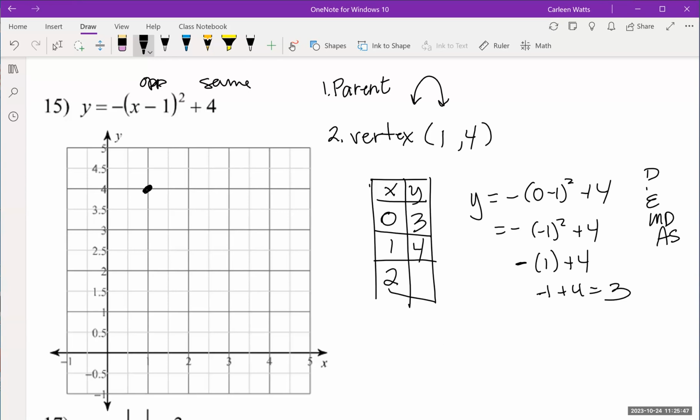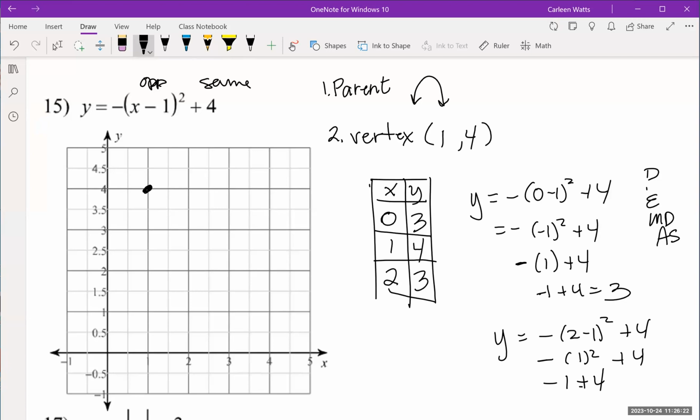Now, I am not totally sure that my arithmetic is correct, but I know it's going to be an upside down U. So if that number is wrong, you're like, maybe I should look at that again because I know what the shape is going to be. Let's plug in 2. Y equals negative 2 minus 1 squared plus 4. We're going to do parentheses first. I'm going to do exponents second.